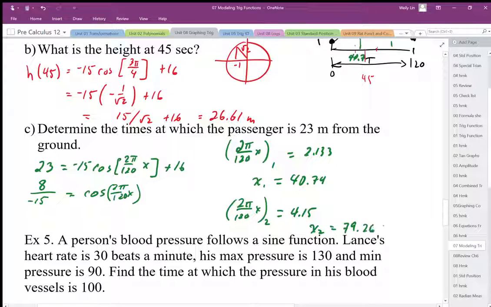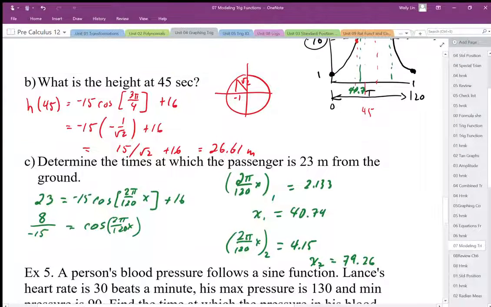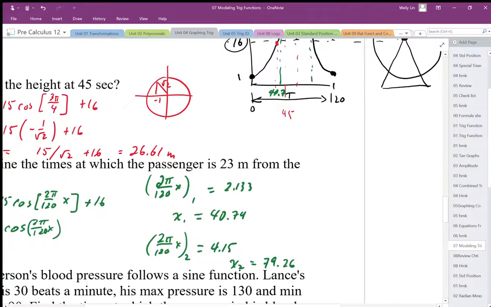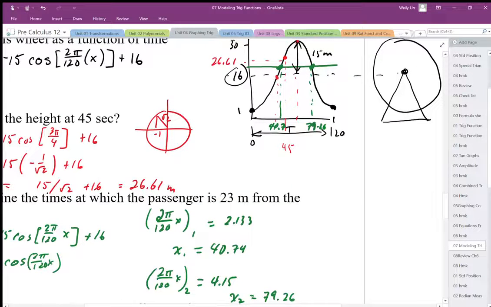which is symmetrical about that 60 seconds. So that's going to be 79.26 seconds. And again, notice the symmetry across that 60-second middle coordinate, because those green dots are symmetrical about that point.